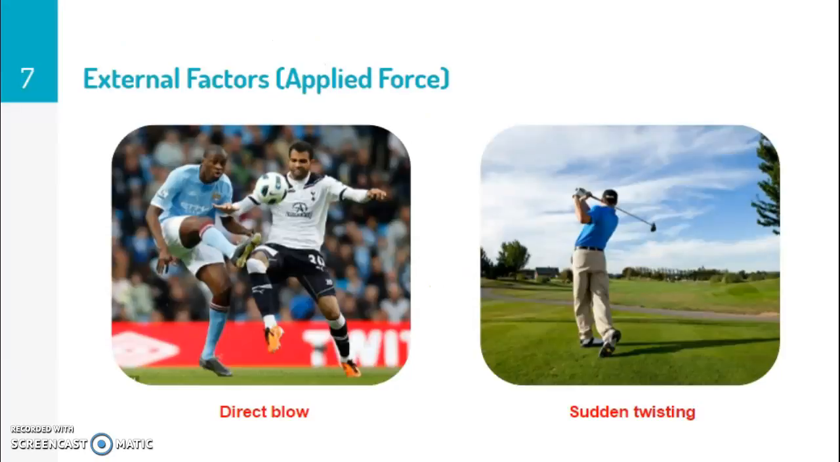The external factors include a direct blow to the knee and a sudden twisting of the knee. These often occur when doing sports such as football, golf, ice skating, basketball, and many more.